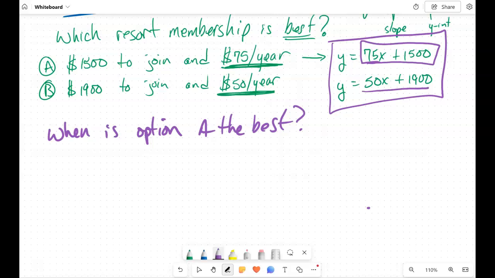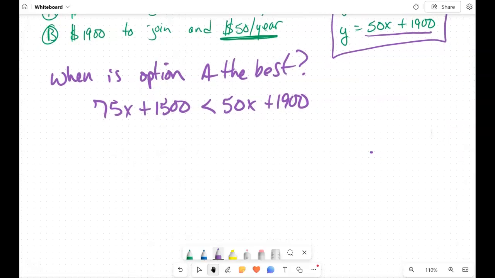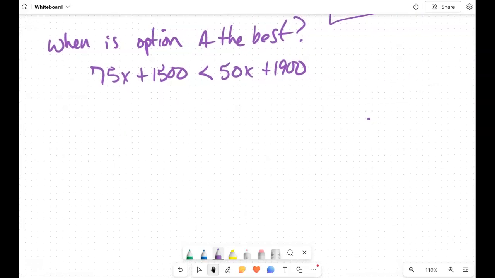So it would be, when is 75x plus 1500 less than 50x plus 1900? Now, there's different ways we can do this. One way is we can solve it algebraically, which I am going to go through, but I'm also going to do it graphically so you can see how both options work together. So when is option A the best? Meaning when is option A less? And that's why we have put option A over here on the left being less than option B.